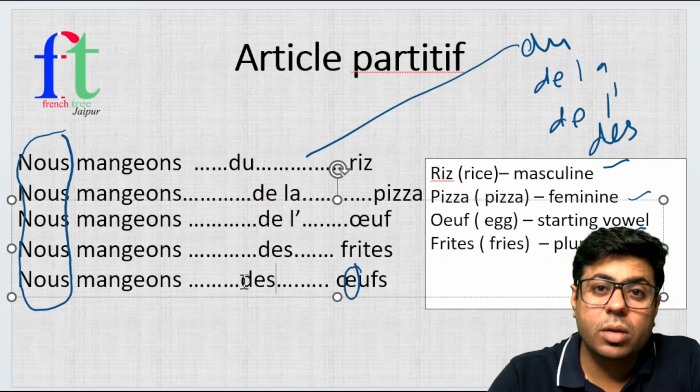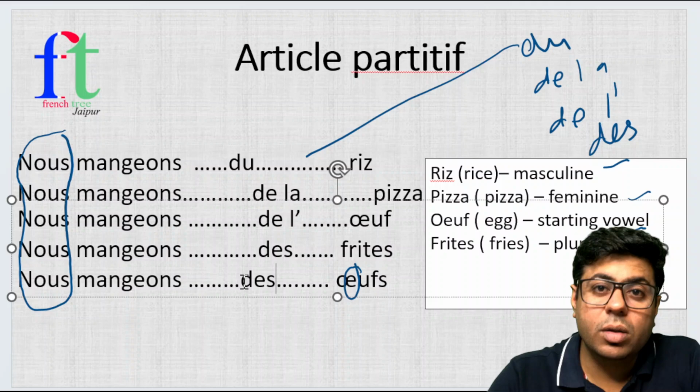If they are masculine, then you use du. If they are feminine, you use de la. If the word starts with a vowel, then you use de l apostrophe. And if it is plural, then you use des. Got it? Now we come to the rules, regulations, and some proper exercises. Here are the exercises. I wish you would try first and write your answers in the comment box. We'll give you the proper answers.